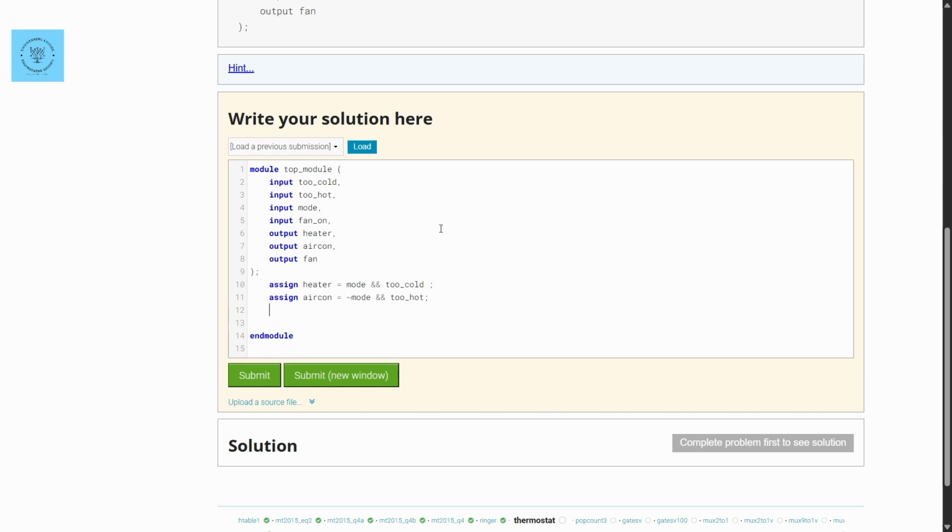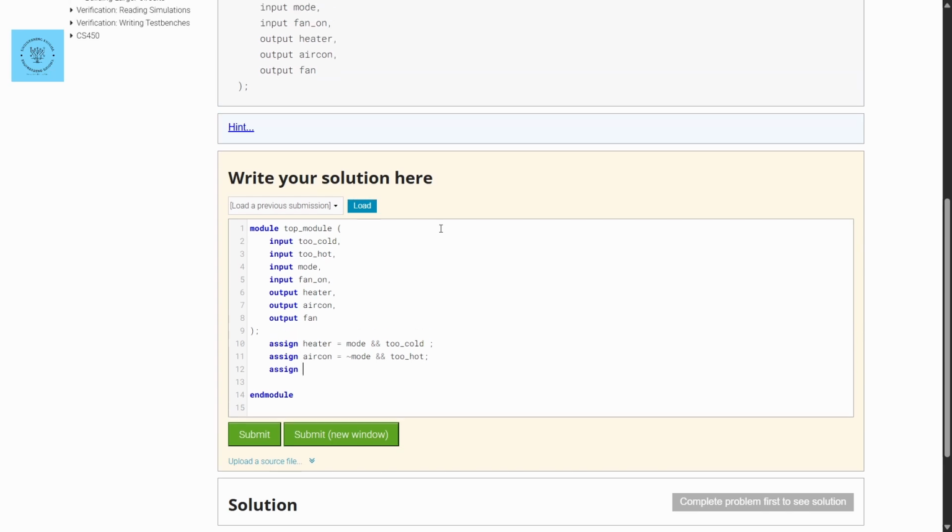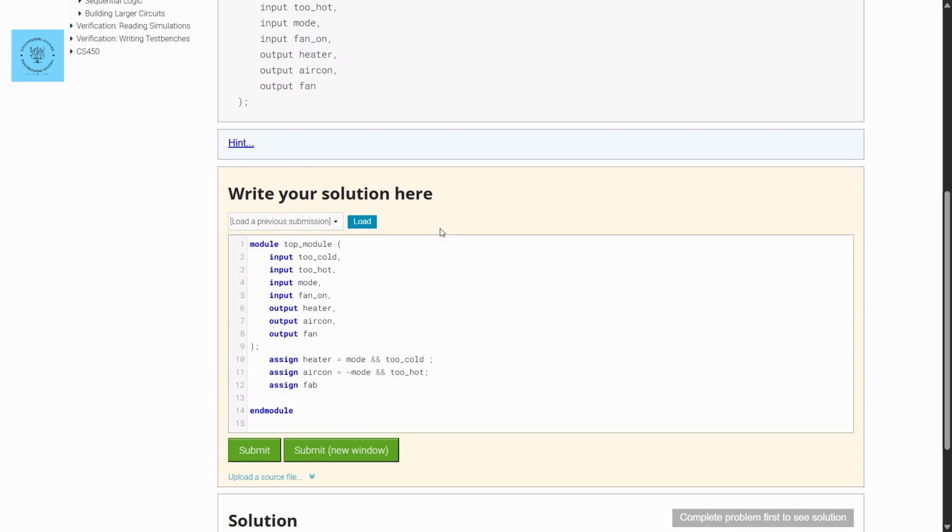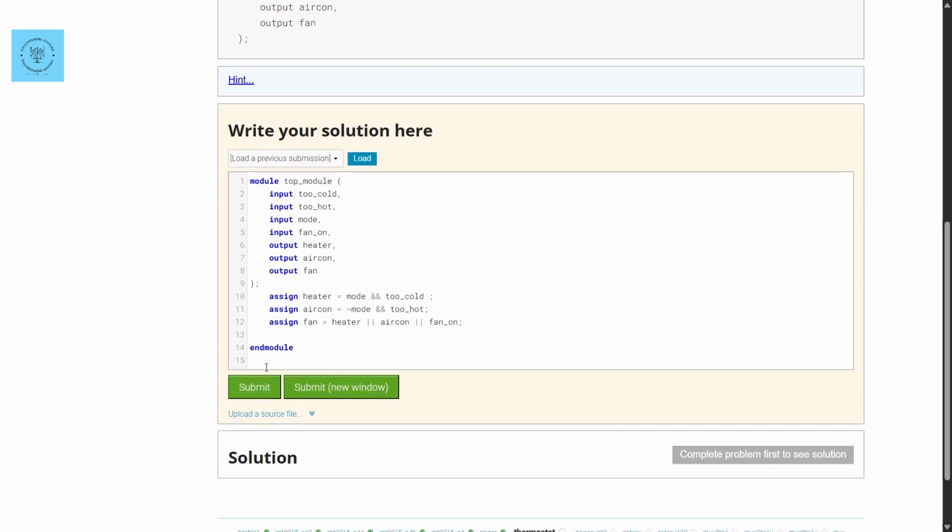So in both conditions, we can think of an OR gate. If any one of the inputs is 1, we have to get the output as 1. So assign output is fan equal to, whenever the heater is on, we have to turn on the fan, or whenever the air conditioner is on, we have to turn on the fan, or the user can directly turn on the fan using this. So you can see that when any one of the conditions is 1, the fan is on. So that's it. Let's submit the code.